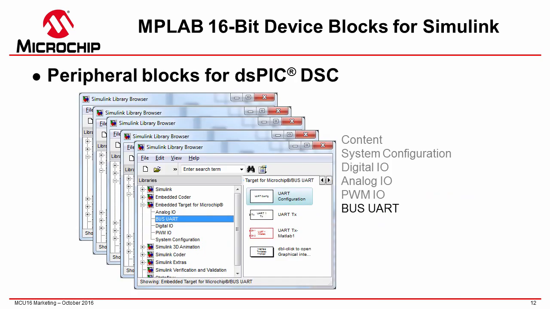The peripheral blocks support many of the peripherals on the microcontroller. We have the analog to digital converter, we have the PWM supported, standard digital I/O pins, bus systems like UART, SPI, I2C, and some special functions to also include C function libraries into your model.